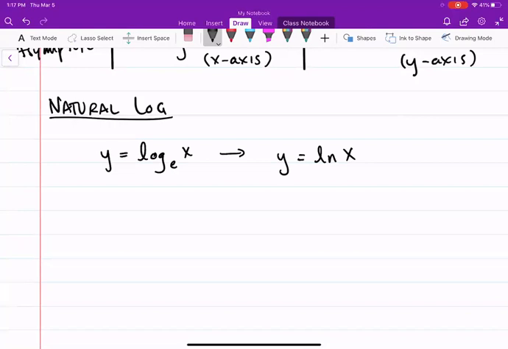And if you look on your calculator, you have a log button and you also have a natural log button. You have both of those buttons. Do we find those buttons? You don't see the ln? The ln.